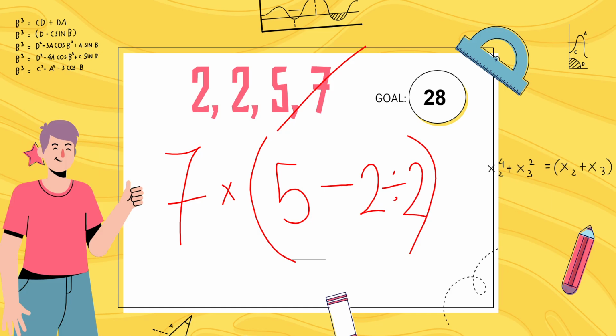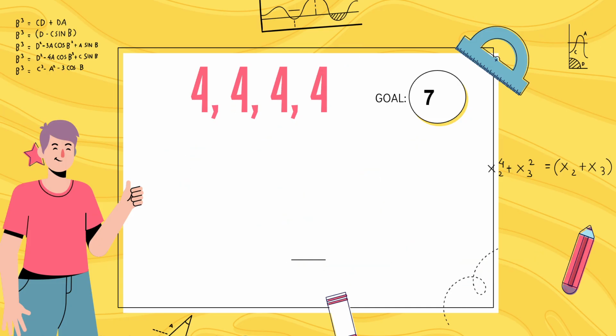Okay, 2 divided by 2 is equal to 1, right? 5 minus 1 is equal to 4. And then 7 multiplied by 4 is 28. Okay, I'm sure that you knew the answer. Good. Now this is the one I like the most.